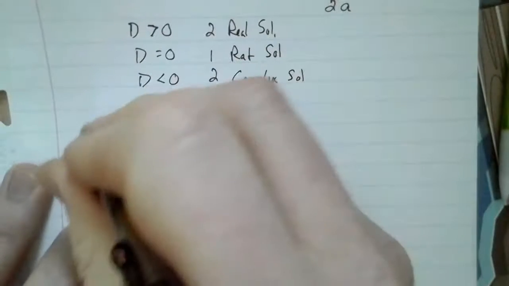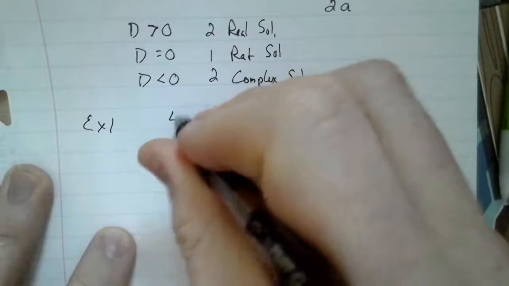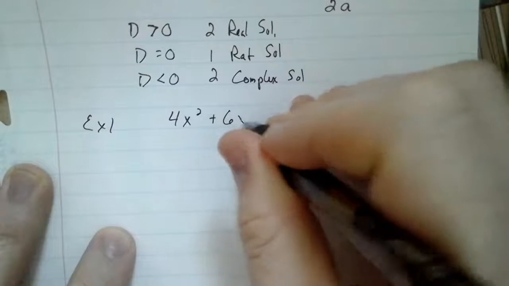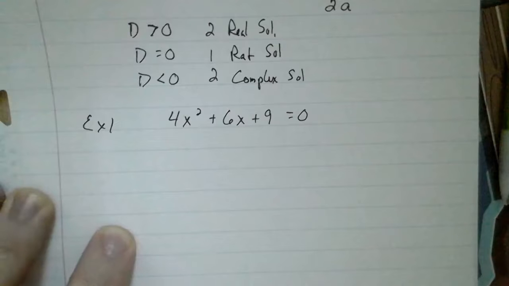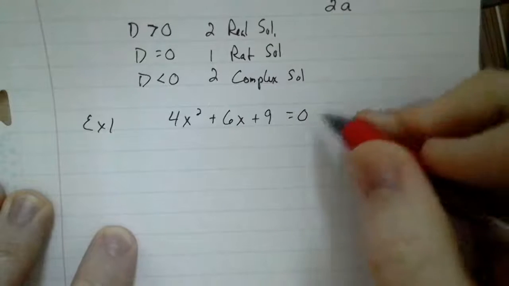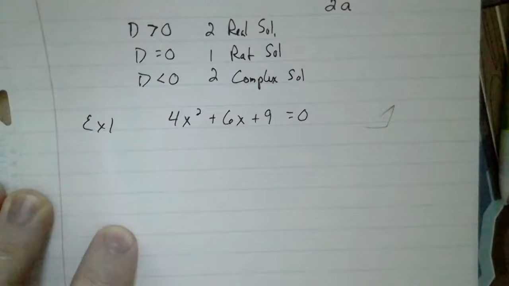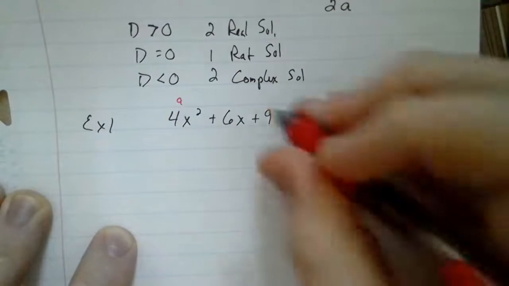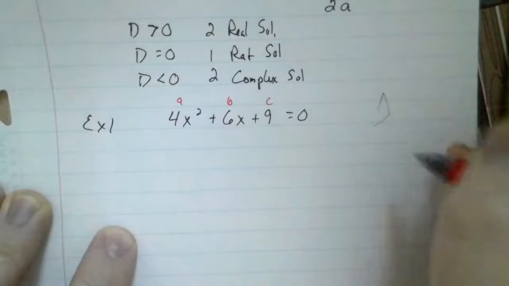So example number 1, we're going to do here 4x squared plus 6x plus 9 equals 0. So again, in order to do quadratic formula, the equation also still has to equal 0. So always make sure your equation equals 0 to start. A is always the number in front of x squared. B is always the number in front of x. And C is always your constant term.